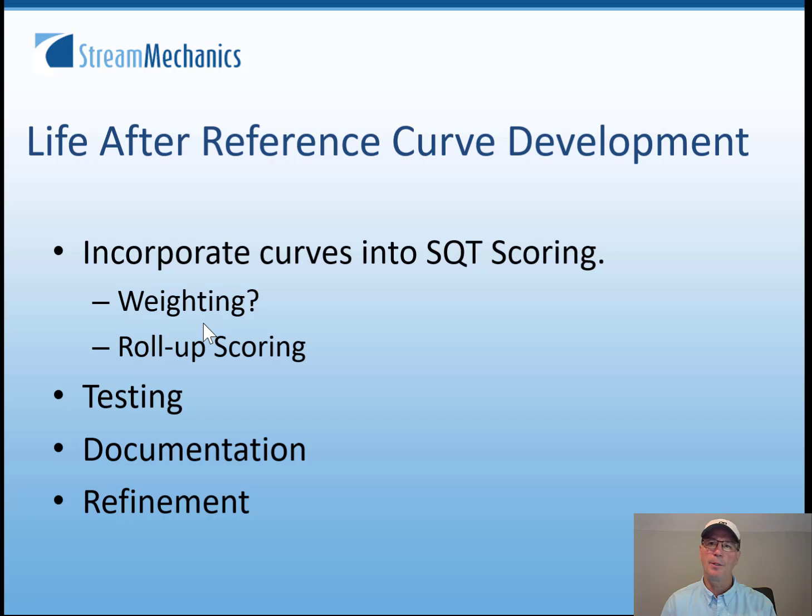Okay, and then once you develop these curves, you're not done. You then have to incorporate them into your SQT scoring. Think about weighting. Think about how you're going to do your roll-up scoring. Then you've got to go out and test them. You want to document all of those thought processes, everything we talked about, all those decision making. You want to capture those thoughts in some form of document. We typically call those our science support documents. Then you're going to go out and use the tool. You're going to learn, and you might circle back once a year or so and refine those curves based on what you've learned.